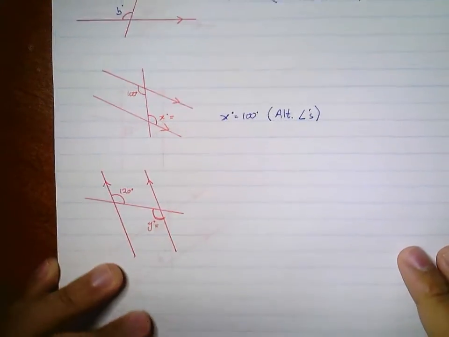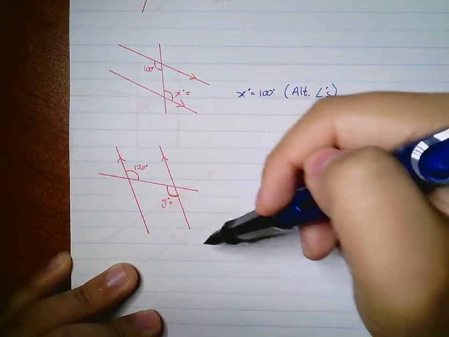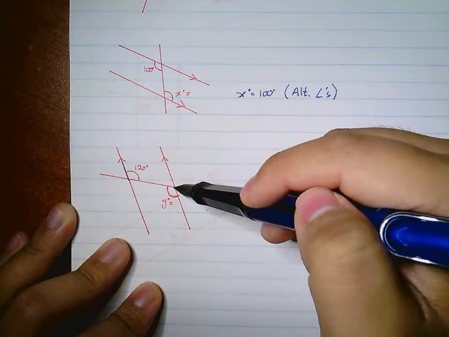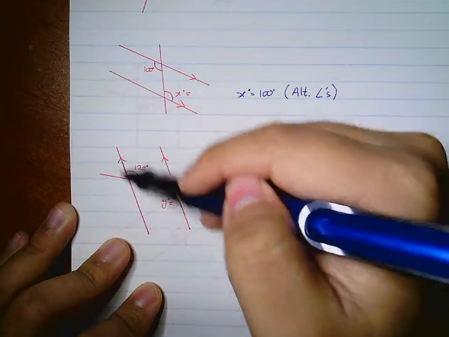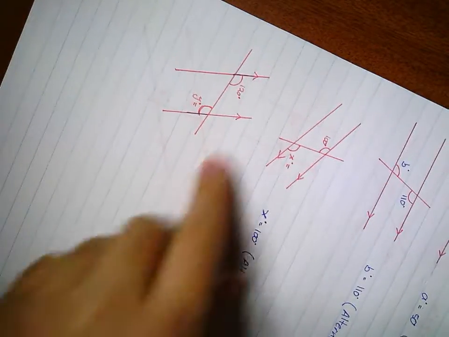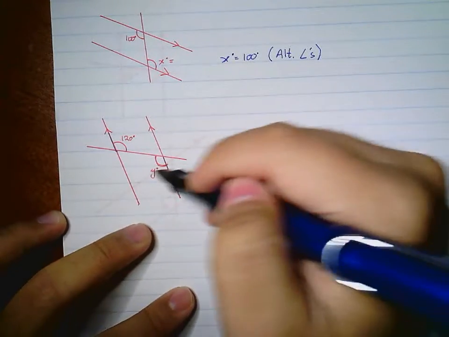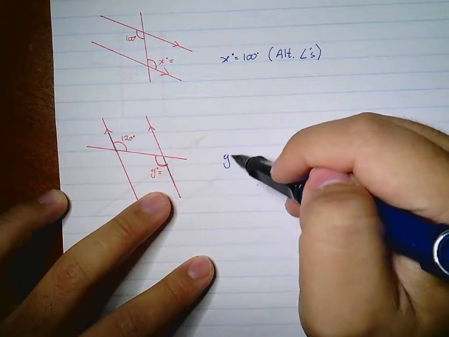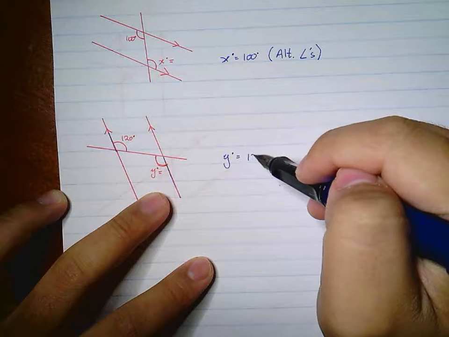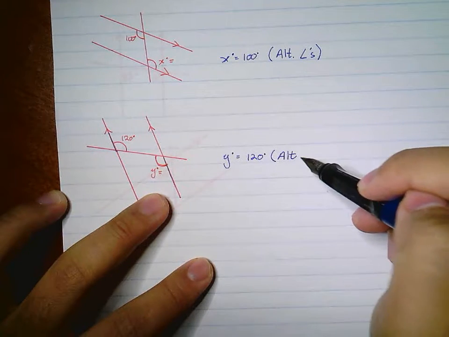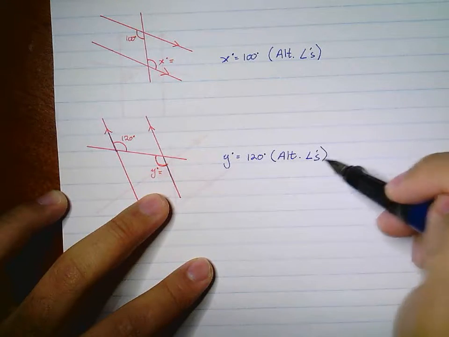And finally, here we have, this time it's going upwards, but if you take a look, the letter Z is still in there. Just need to turn it slightly this way, and hopefully you can see the Z going like that. So as a result, once again, we can calculate the value of Y. Y is also 120 degrees because those two angles are alternate angles.